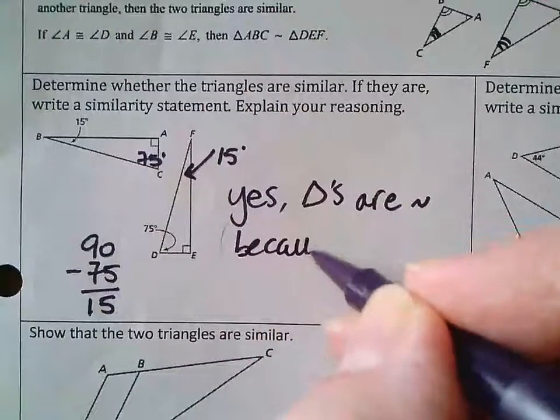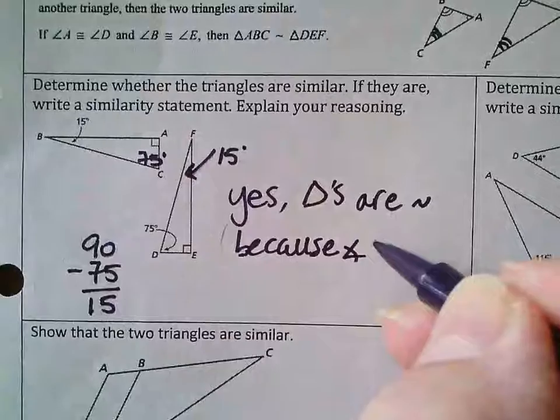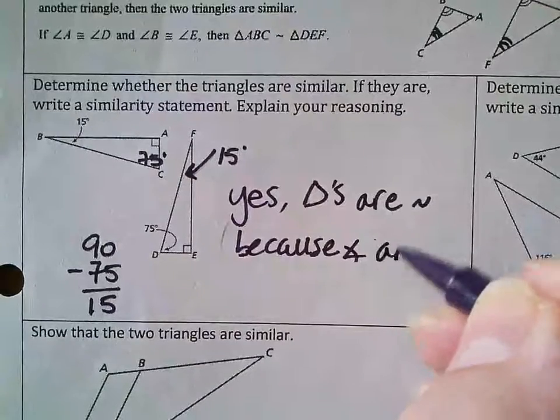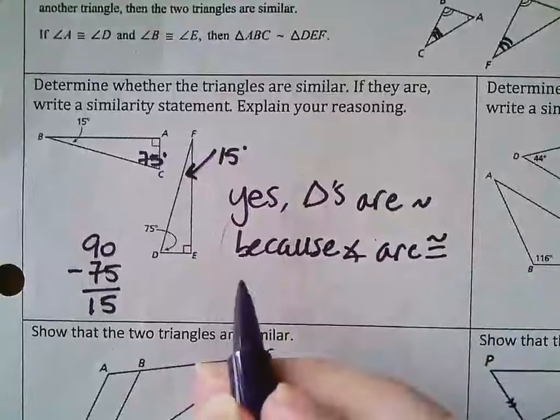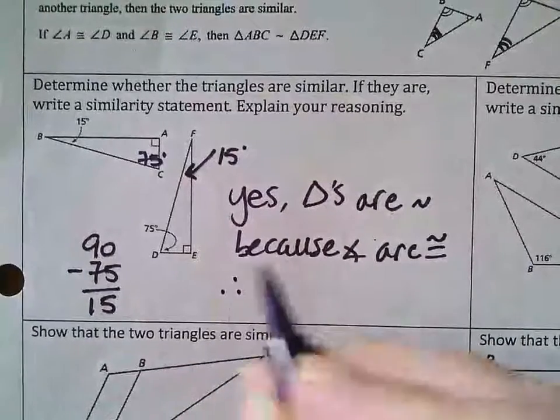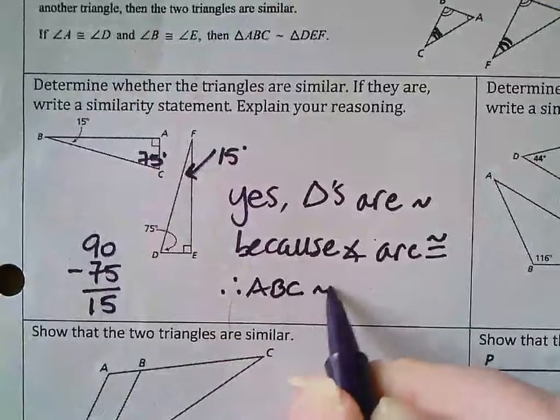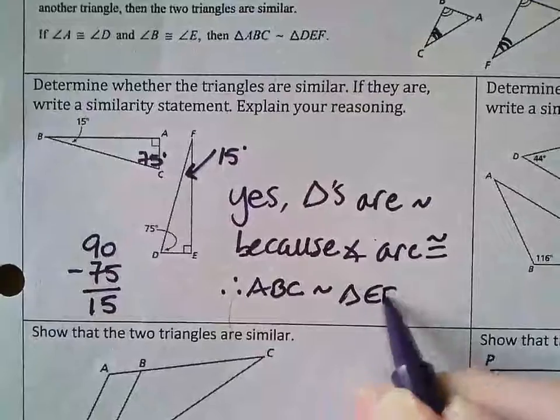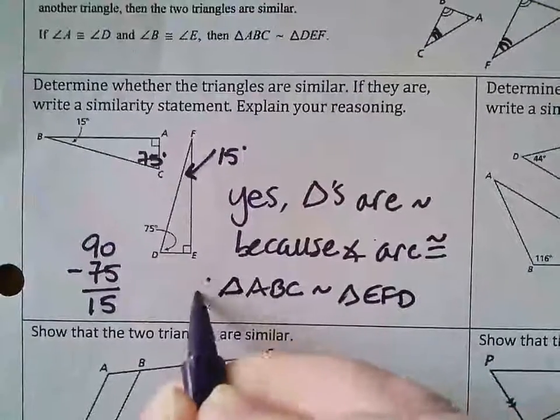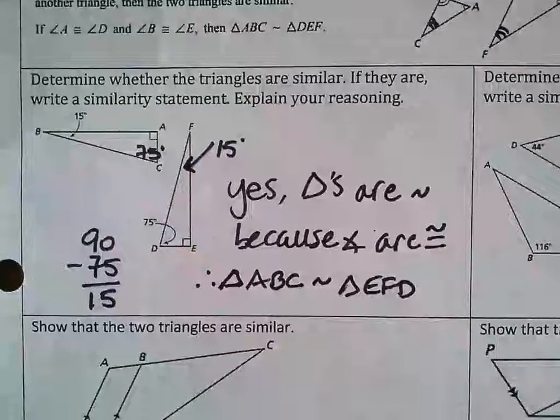Because angles are congruent, and therefore triangle ABC is similar to triangle EFD. Okay, so you can say they're similar, and you can actually write a similarity statement.